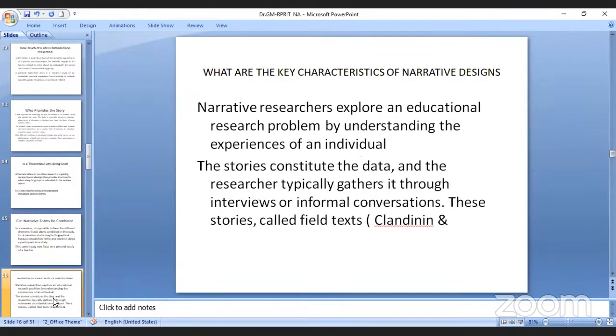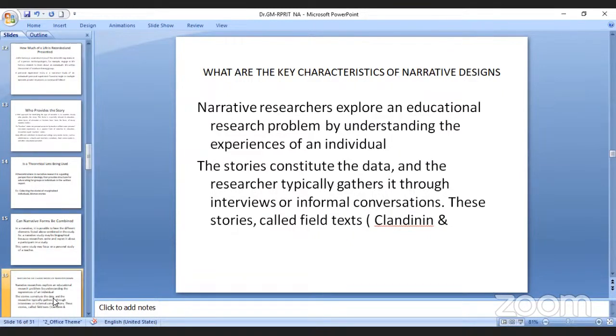Then what are the key characteristics of narrative designs? Narrative researchers explore an educational research problem by understanding the experiences of an individual. In an education setting, the teacher faces so many problems because all students may not be equal learners.